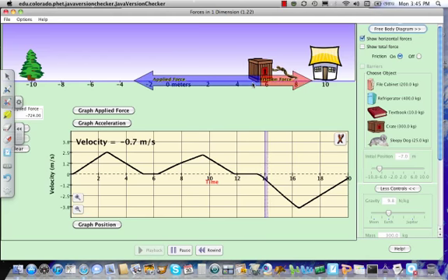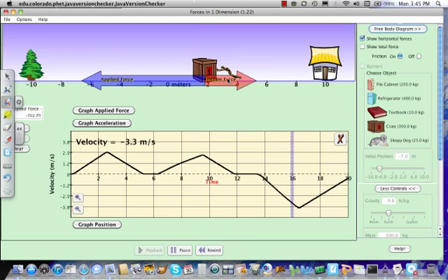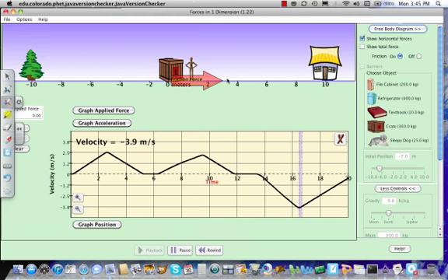If I try pushing the other direction, my applied force is to the left, it's negative, but friction is always going to oppose me, so it's going to become positive. And when it's positive, it's trying to increase the velocity, which in this case was negative, so now it's going to try and become more positive, which means it heads back towards zero.